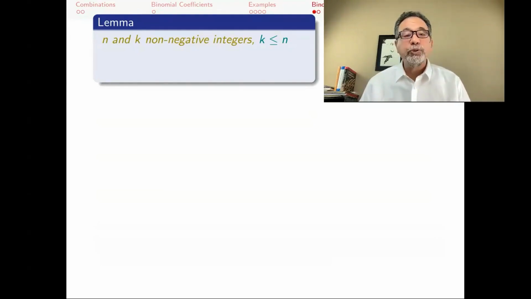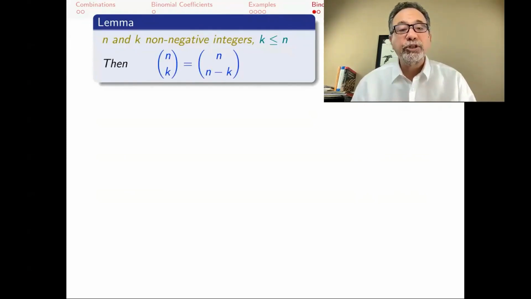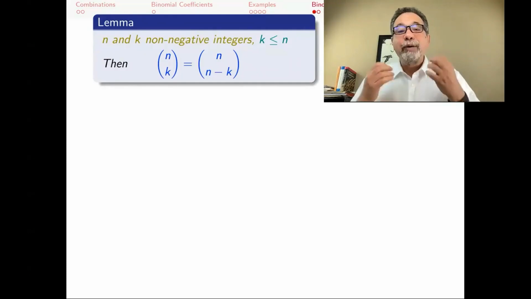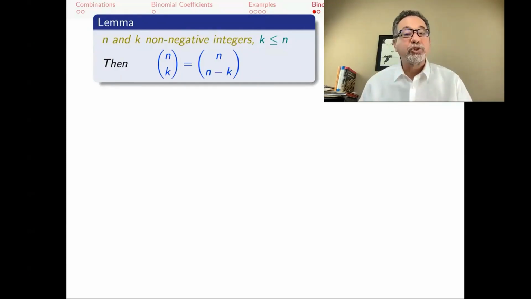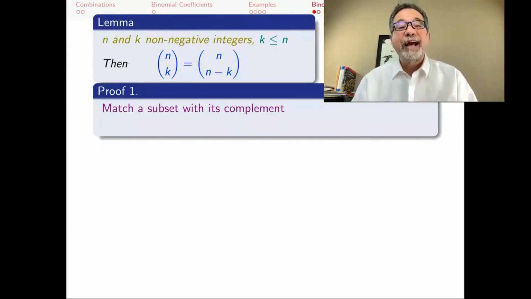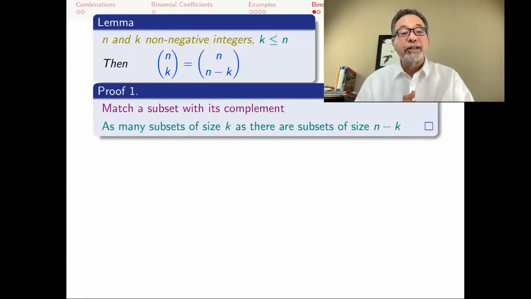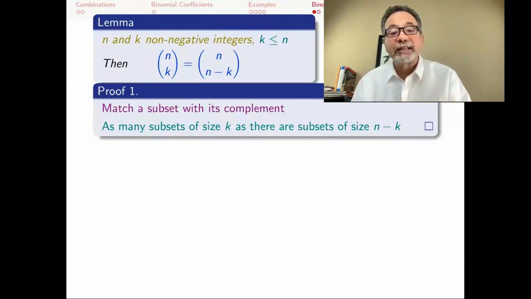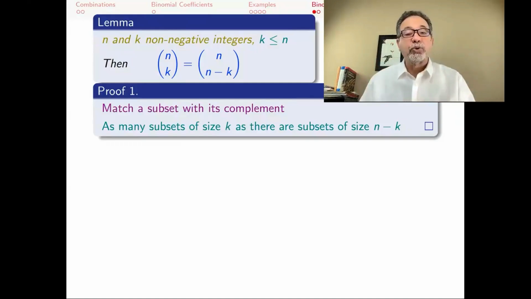Take two non-negative integers with k less than or equal to n, and I claim that n choose k is always the same as n choose n minus k. I will give you 3 proofs because each of them will illustrate how you can use different combinatorial ideas to prove things. n choose k is counting the number of subsets of size k of a set with n elements, and n choose n minus k is counting the number of subsets of size n minus k. I give you a bijection between subsets of size k and subsets of size n minus k. For every one of them, match it with its complement. And the complement is a set of size n minus k. And that means there must be as many subsets of size k, which is n choose k, as there are subsets of size n minus k, which are n choose n minus k. So those two numbers have to be the same.